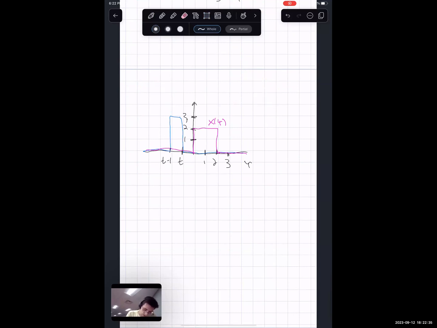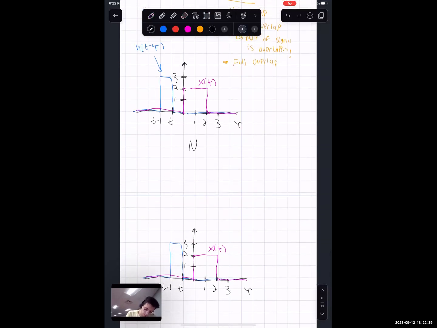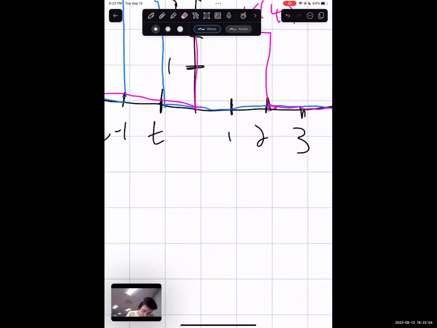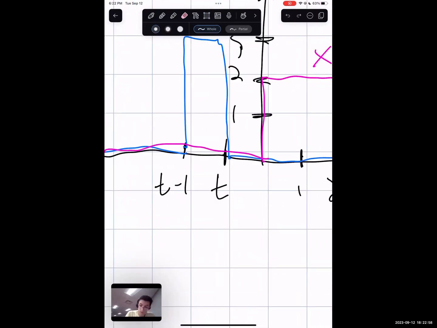Let's keep track of the conclusion from this. The conclusion was that there was no overlap. Okay, now let's shift this over. We're going to something like this. And somebody just entered the waiting room. I'll let them in.